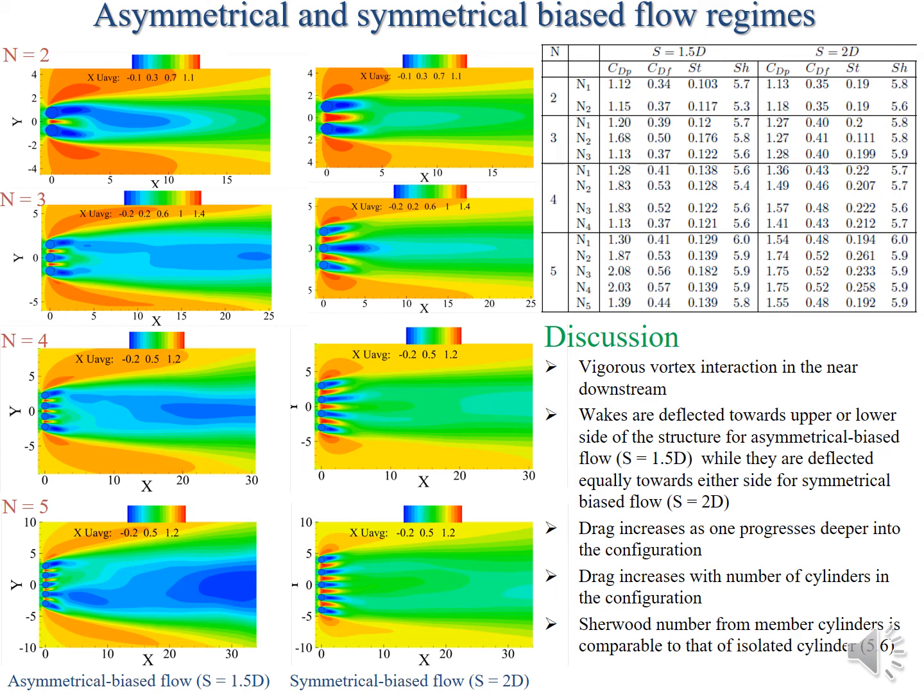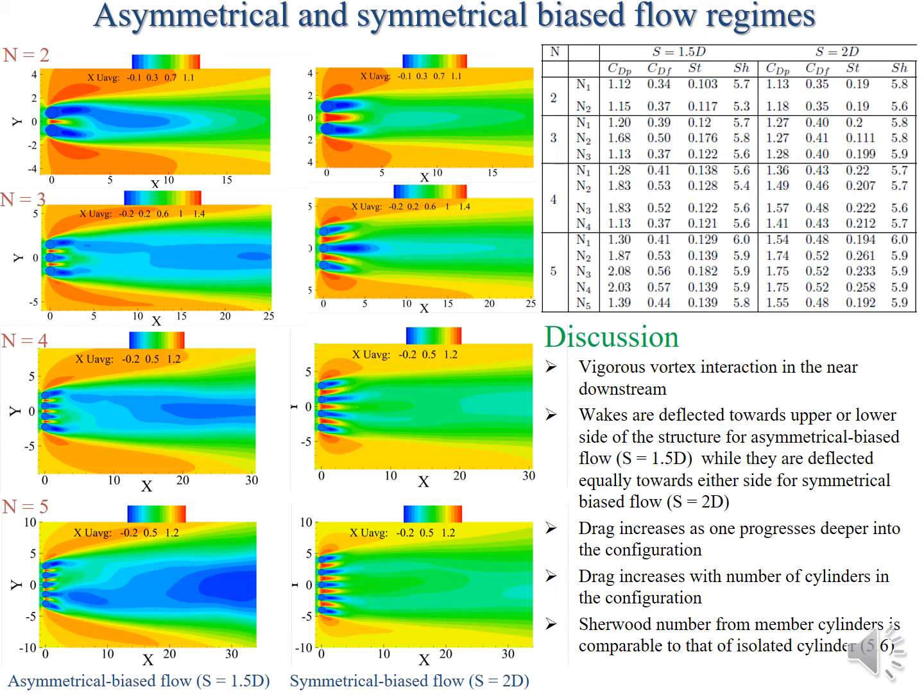For the symmetric based flow regime, as you can see in the second column, both cylinders in the two side by side configuration have almost equal wakes, but both of them are deflected towards the outer side. That goes even for the three side by side cylinders, which now have a very wide wake in the middle because it is deflected equally toward the upper and the lower side. That is also true as you increase the number of cylinders in the configuration.